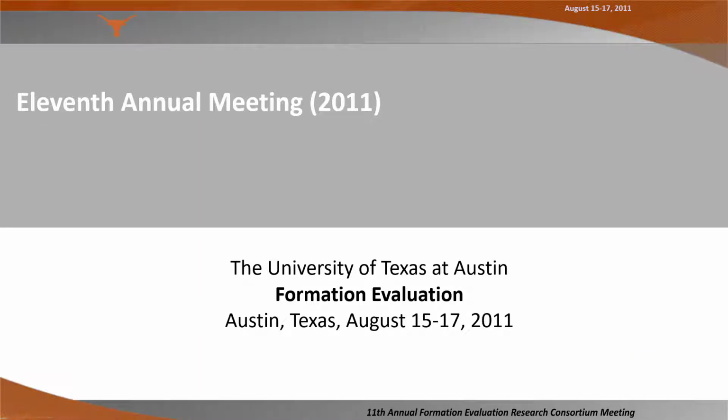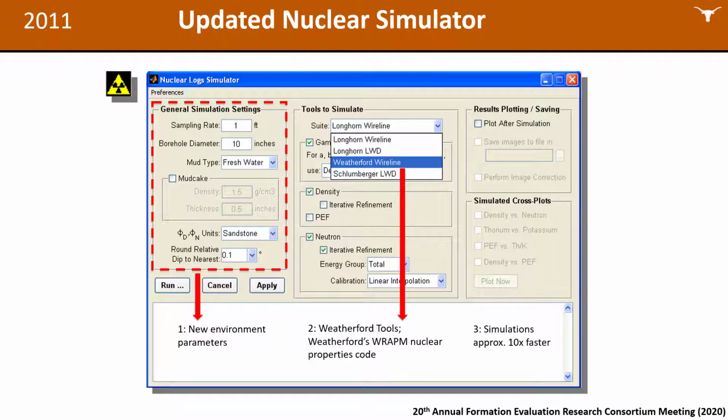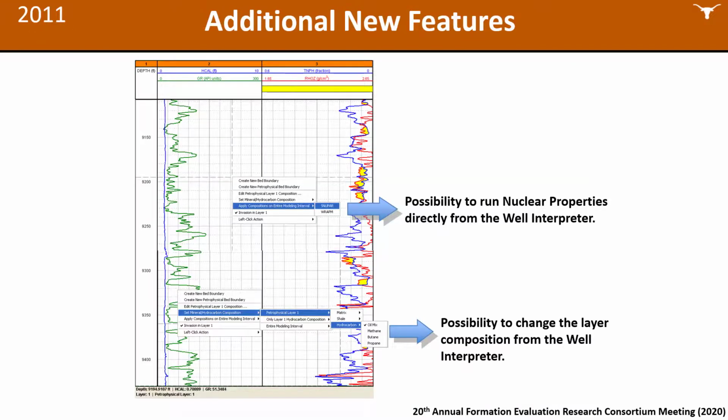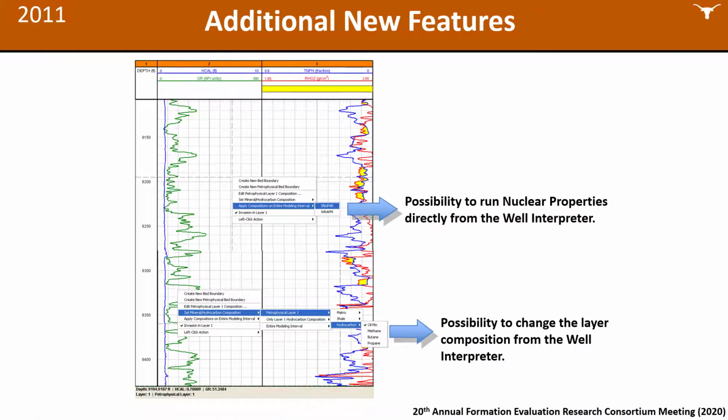In 2011, there were many visible updates to the application. Improvements in the fluid flow module shown here by the added icons. The nuclear simulator became faster for modeling nuclear logs, along with new nuclear features. To make working with the program easier, a right mouse click within the well track enabled the calculation of the nuclear properties to be run.